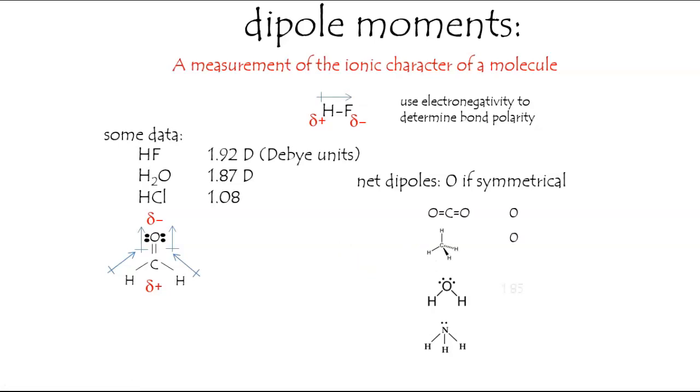Water is bent, 1.85. Looks slightly different than that piece of data. Okay, and ammonia. Yeah, nitrogen's more electronegative than hydrogen. It's the net plus the lone pair, so I'd give it some sort of value, 1.47. That is a very brief introduction to dipole moments.